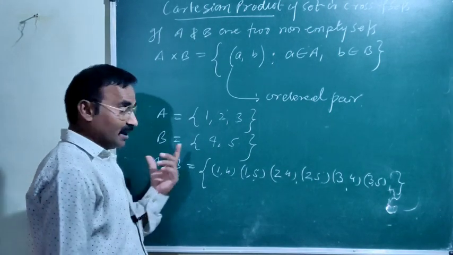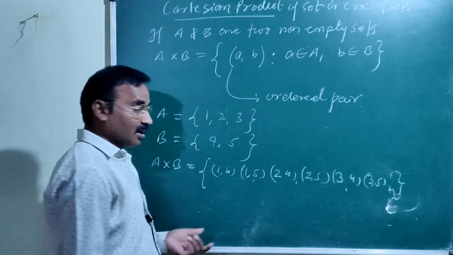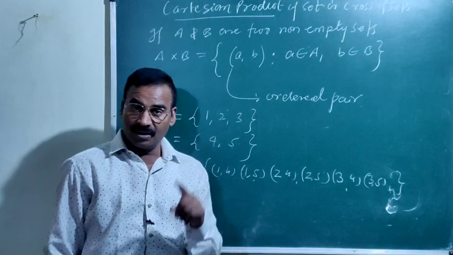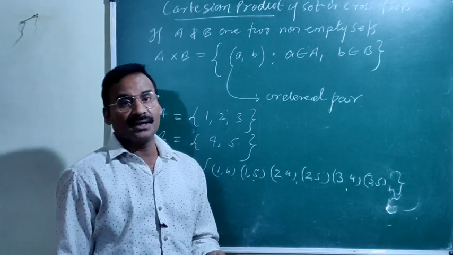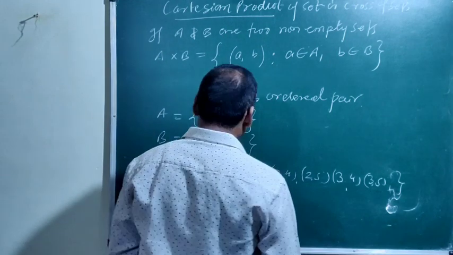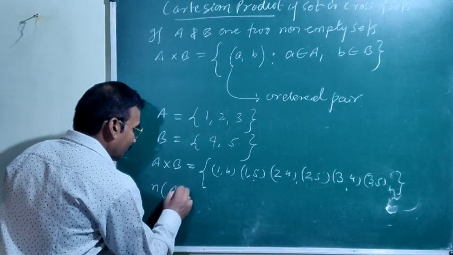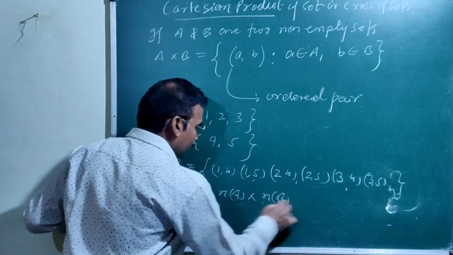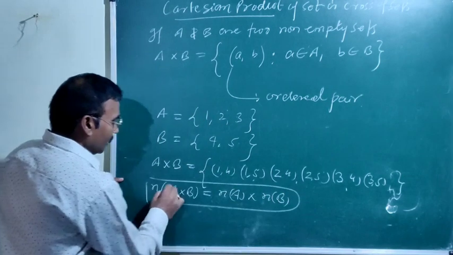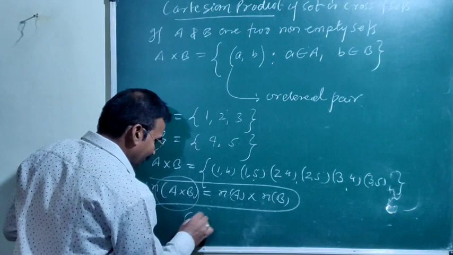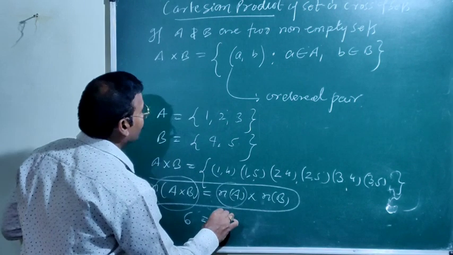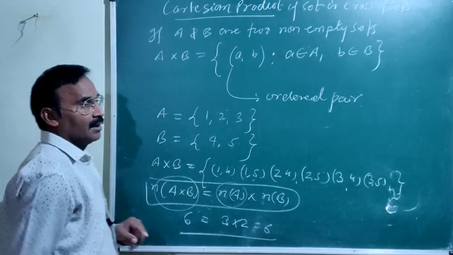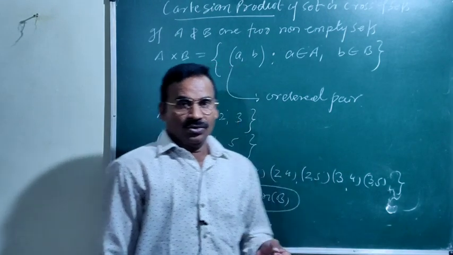There is a necessary condition in the product of the sets: the number of elements in A cross B is equal to the number of elements of set A times the number of elements of set B. So we can say that n(A cross B) equals n(A) times n(B). It is simple, because this set has 3 elements and this set has 2 elements, so 3 times 2 is 6. Just remember this.